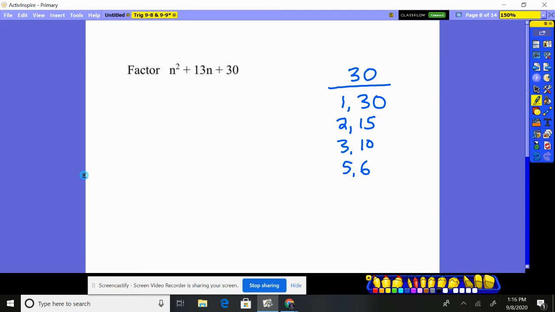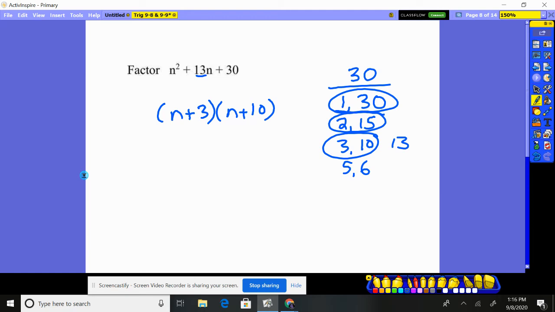So now the middle number will be created by what the sum of these happens to be. Well, the sum of that's 31. That's not working. Sum of that's 17. Sum of that is 13. Those are the numbers we want. So it's going to be the binomial n plus 3 times the binomial n plus 10. And notice that when we do the 3n and the 10n, that's going to give us the 13n. And when we do the 3 times the 10, it's going to give us that 30 that we want at the end.